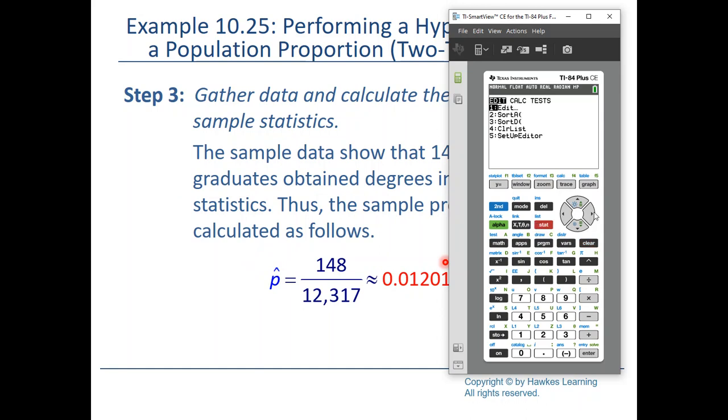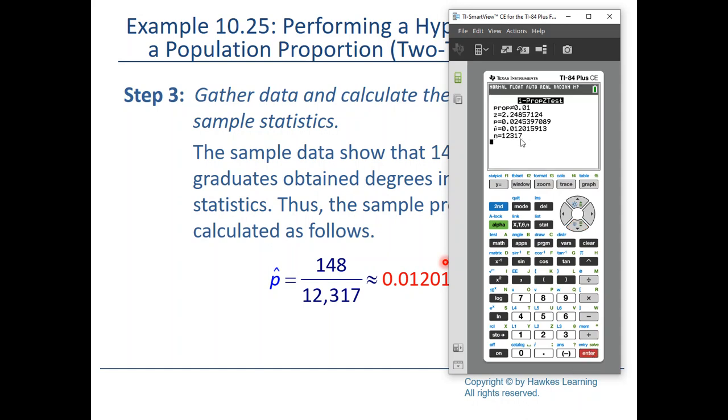I'm going to go to stat, arrow all the way over to test, and scroll until I see 1-PropZTest. Again, it's got to be a 1 because we're only worried about one proportion here, so one variable. So 1-PropZTest, and we're running a test, so I'm going to hit enter. Now I'm going to type in what my null hypothesis was, which was 0.01. I've got my X, which was 148, out of N, which was 12,317. And then our alternative hypothesis was not equal to p0. And then I'm just going to go down here and click calculate.